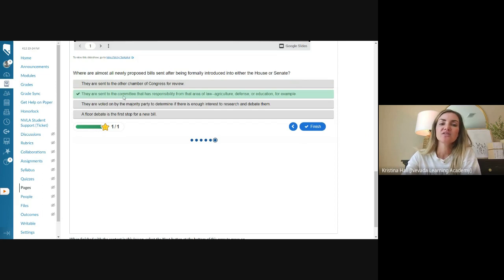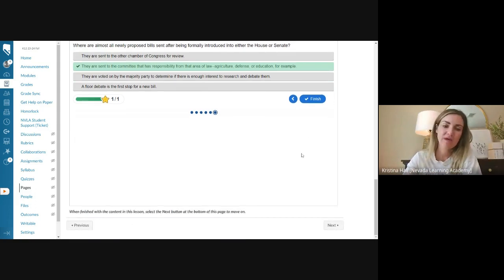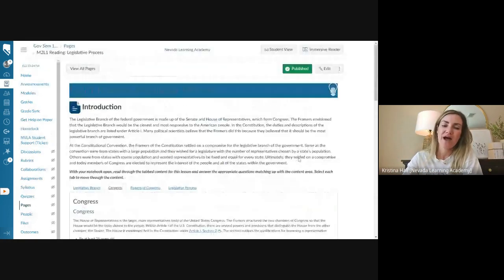Where are almost all newly proposed bills sent after formally being introduced in either the House or the Senate? They are sent to a committee that is responsible for that area. So depending on what type of law it is, agriculture, defense, education, depending on what the theme is, it is sent to that committee. If it can't pass committee, then it's dead. If it passes committee, then it might again go then to the House. If it passes there, then it goes to the Senate and it moves on. But it has to start in committee because there's just too many to do on the House floor.